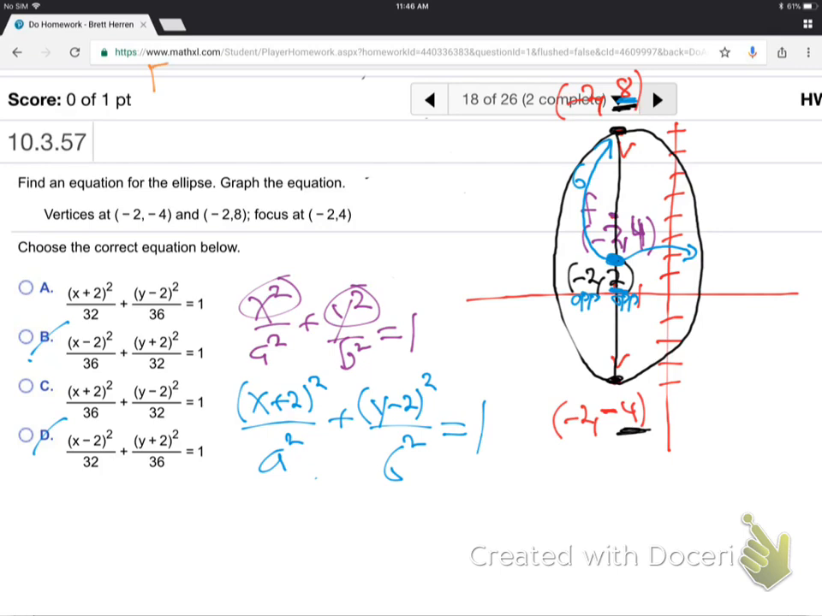So focus equation, you know that a squared minus b squared is c squared. All right, so a squared minus, do I know b squared? B squared, 6 squared, equals what? Now what's c? What do you think about c?